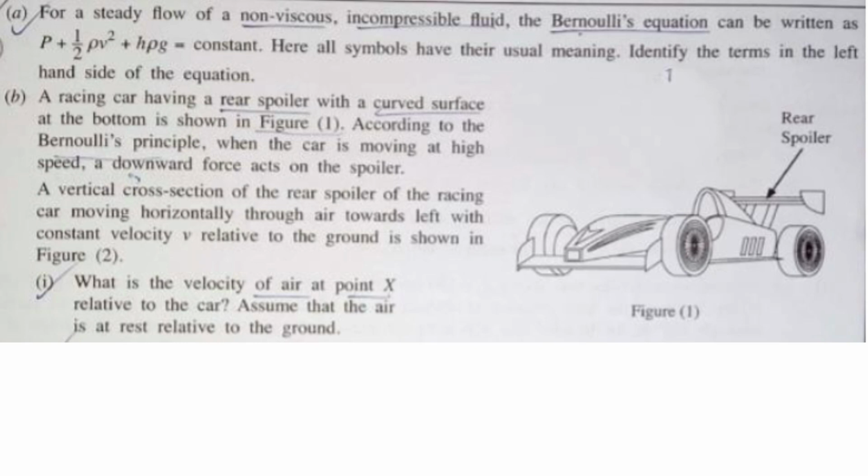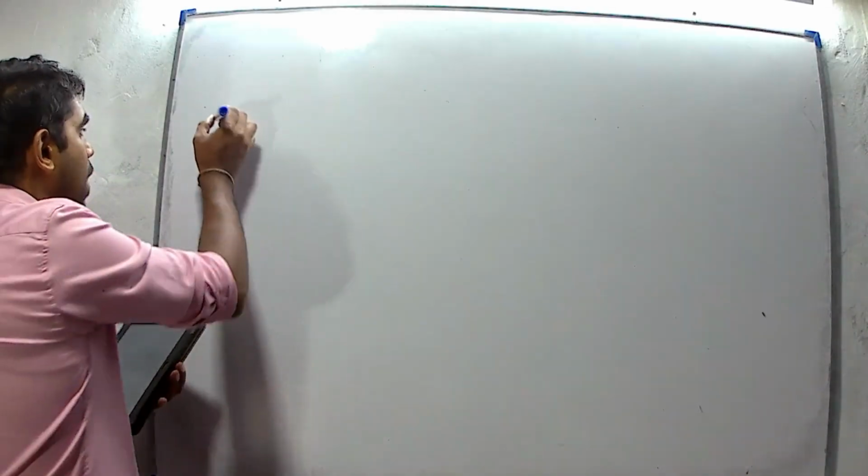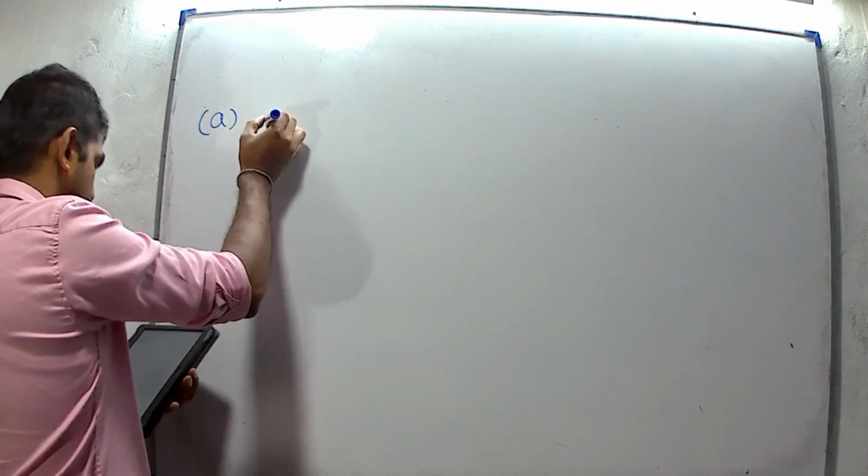Part A. For a steady flow of non-viscous incompressible fluid, the Bernoulli's equation can be written as P plus half rho V squared plus h rho g equals constant. Here all symbols have their usual meaning. Identify the terms on the left-hand side of the equation.